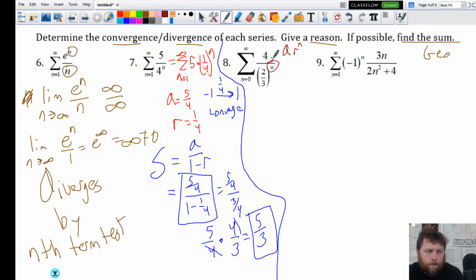So, okay, I'm going to show you what this actually is. So the r is actually, in this case, 3/2. You might be like, what? It says 2/3. Well, here's why. It's a fraction. Think of it as 4.